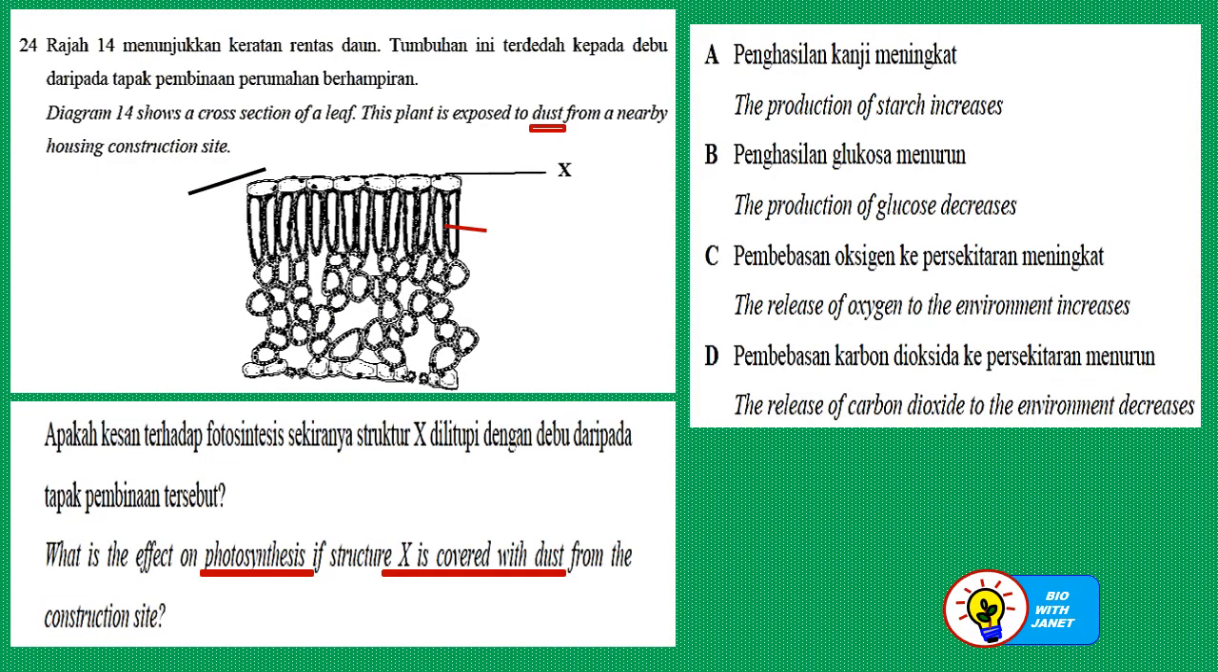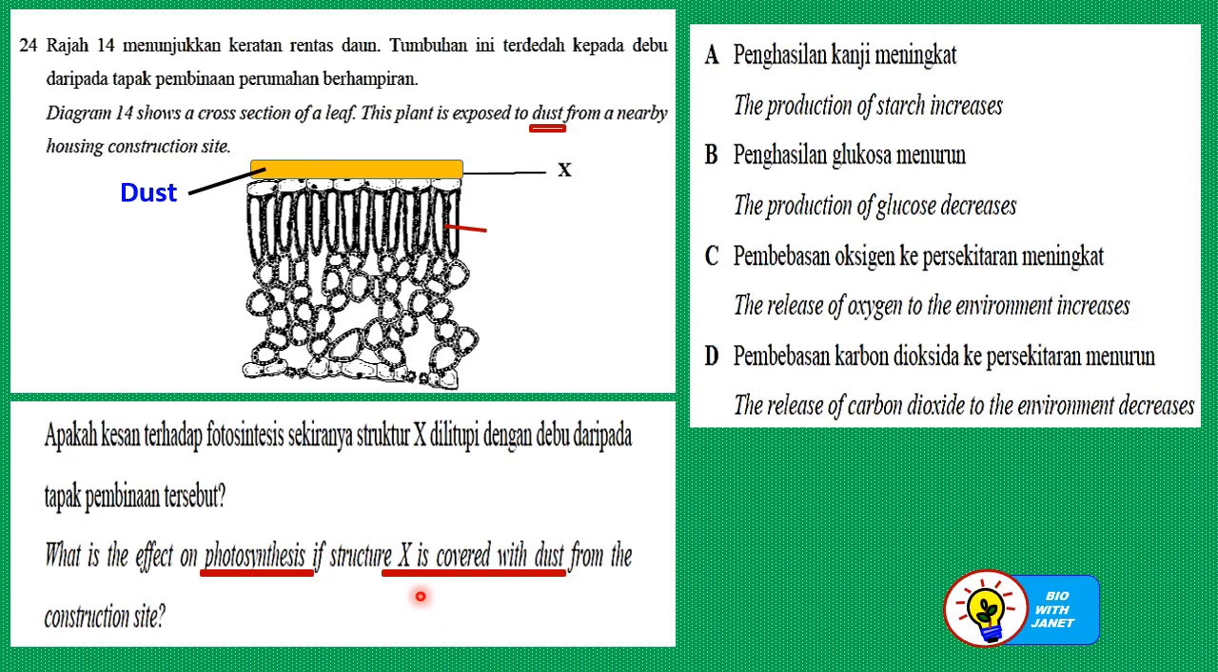Question 24. Diagram 14 shows a cross-section of a leaf. This plant is exposed to dust from a nearby housing construction site. What is the effect on photosynthesis if structure X here is covered with dust from the construction site? X is the layer above the epidermis. I think it's the cuticle, the waxy cuticle. So imagine that it's covered with dust from the construction site. Now the question is, what is the effect on photosynthesis?